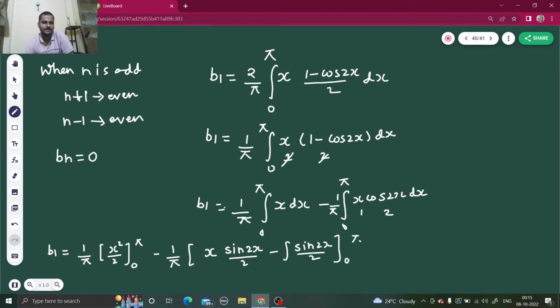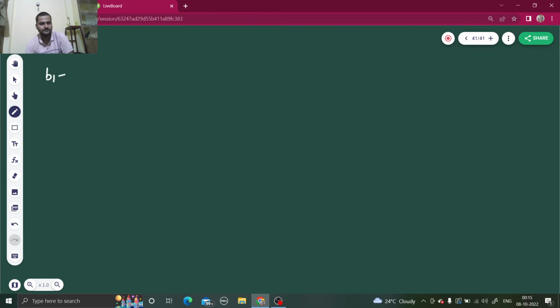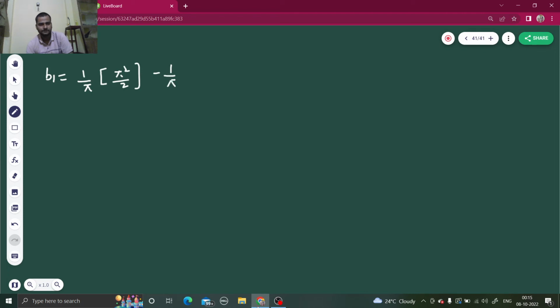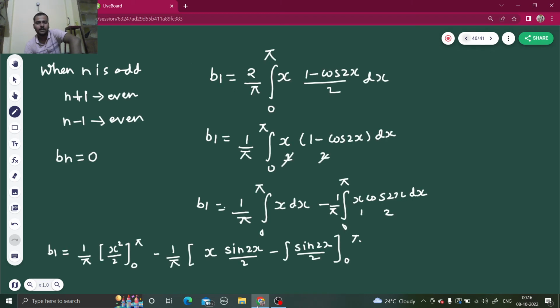So b1 is 1 by pi, x square from 0 to pi, so pi square by 2 minus 0, and now minus 1 by pi, x cos 2x, sorry, x sine 2x by 2. Integration of sine is minus cos, so it will be plus cos 2x by 4.